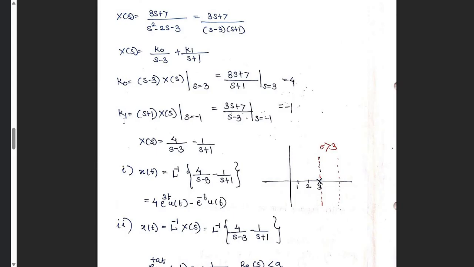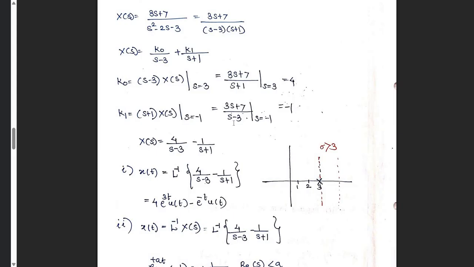In the second case, the second coefficient K1 is (s + 1) times X(s), that is (s + 1)(3s + 7)/((s - 3)(s + 1)). The s + 1 cancels, and the remaining is (3s + 7)/(s - 3) at s = -1. So here we substitute s = -1. The denominator becomes -4 and the numerator is 3 times -1, that is -3, plus 7, which is 4. So it is -1 overall, K1 = 4/(-4).